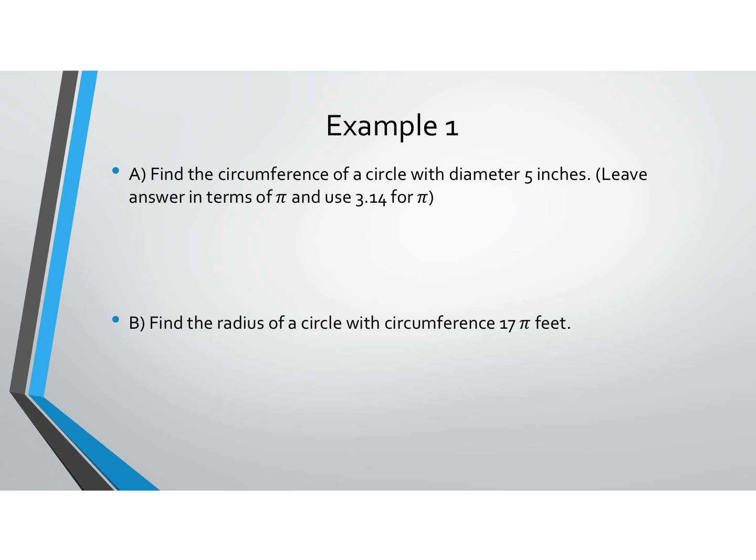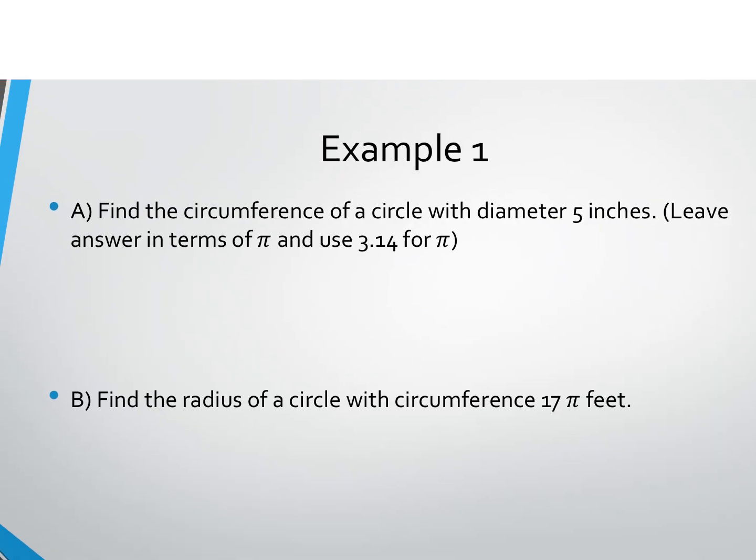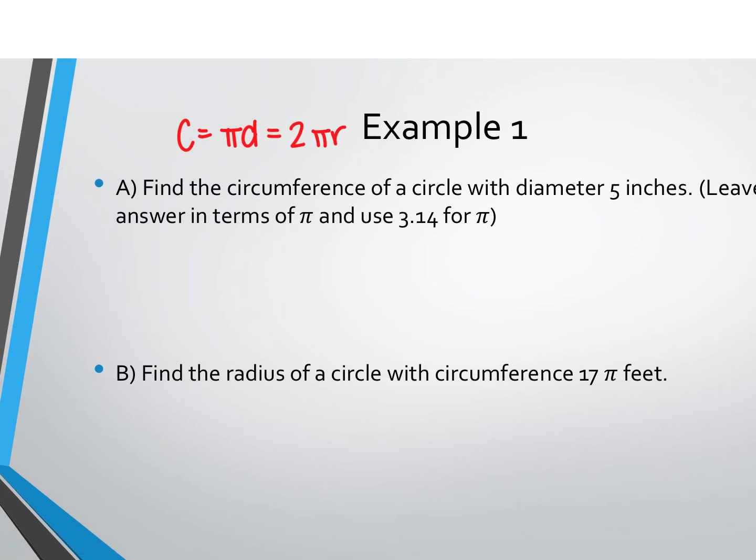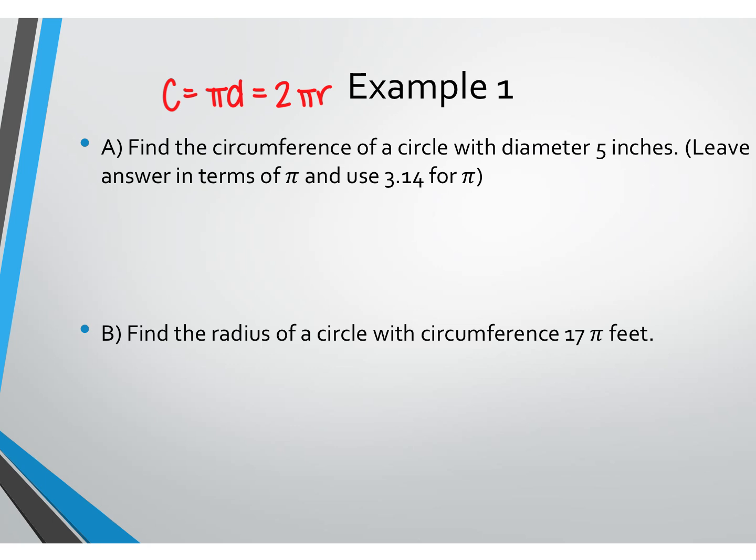So these are going back to just solving for my circumference or radius and diameter. We're not using arc lengths yet, but we will eventually use that. So it says find the circumference. Again, write it as many times. Circumference equals pi times diameter, or 2 pi r. They want me to find my circumference of a circle with a diameter 5 inches. Leave your answer in terms of pi and use 3.14 for pi before you start solving.